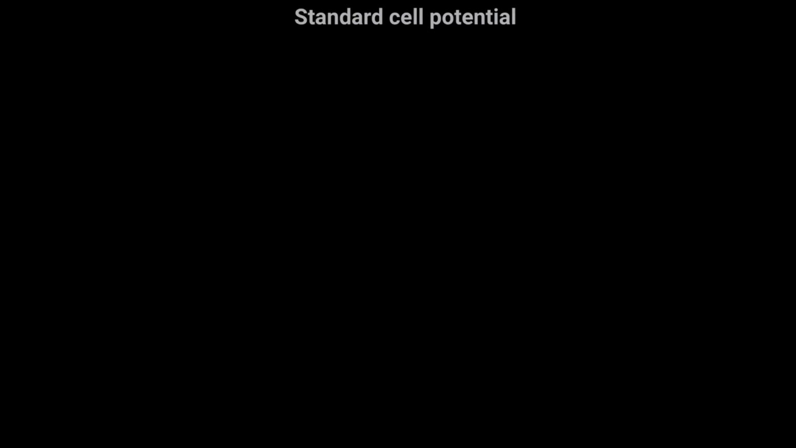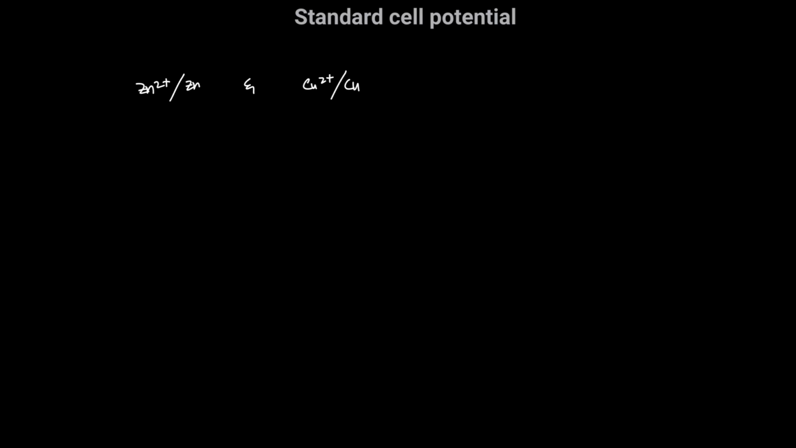So now we're going to look at how we can determine the standard cell potential if we've been given two specific half cells that are connected to each other under standard conditions. So let's say that I have a Zn2+/Zn half cell, which is connected to a Cu2+/Cu half cell, and I want to determine the standard cell potential.